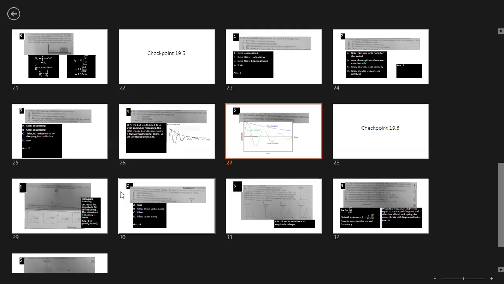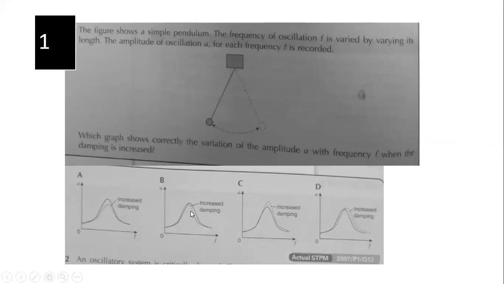Let us go to this one. The figure shows a simple pendulum. The frequency of oscillation, f, is varied by varying its length. The amplitude of oscillation A for each frequency is recorded. Which graph shows the variation of amplitude A with frequency when damping is increased?